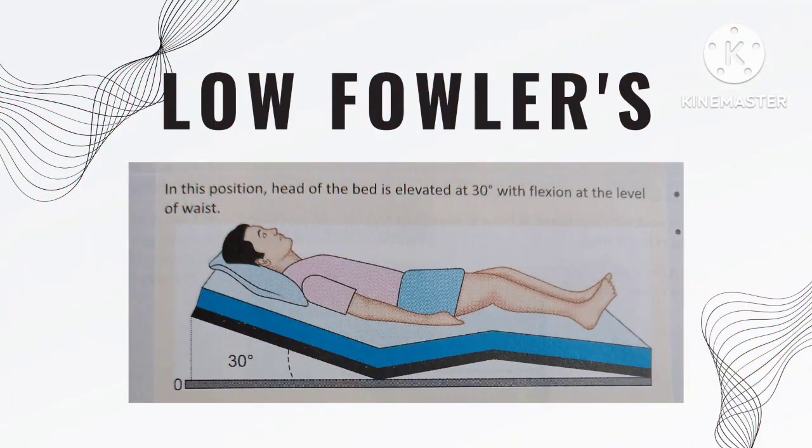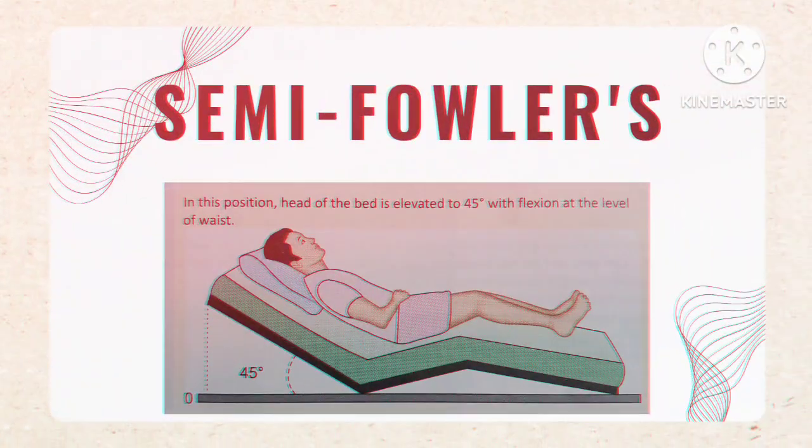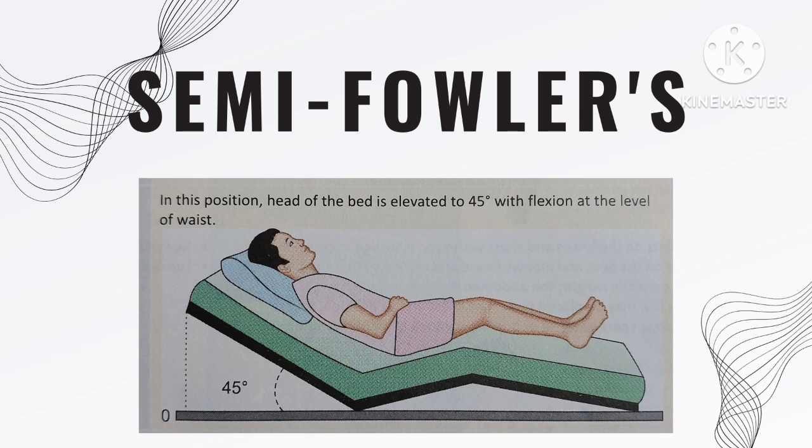The seventh main position is low Fowler's. In this position, the head of the bed is elevated at 30 degrees with flexion at the level of the waist. The usage is to prevent aspiration during tube feeding and during increased intracranial pressure. The eighth main position is semi-Fowler's. In this position, the head of the bed is elevated to 45 degrees with flexion at the level of the waist. The usage is to promote lung expansion and to relieve tension on the surgical site following abdominal surgeries.